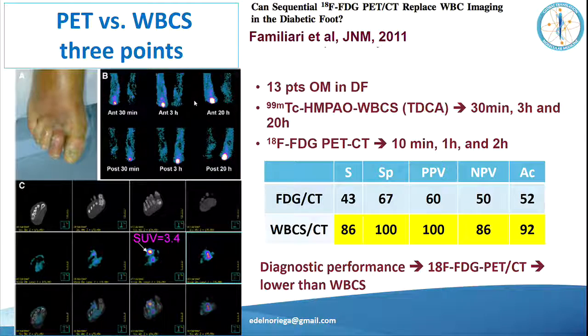Here is the leukocyte scan, where we can see an increase in uptake over time. In the same localization, there is a high uptake in PET-CT. As we can see in the tables, diagnostic performance of PET-CT is lower than the leukocyte scan.